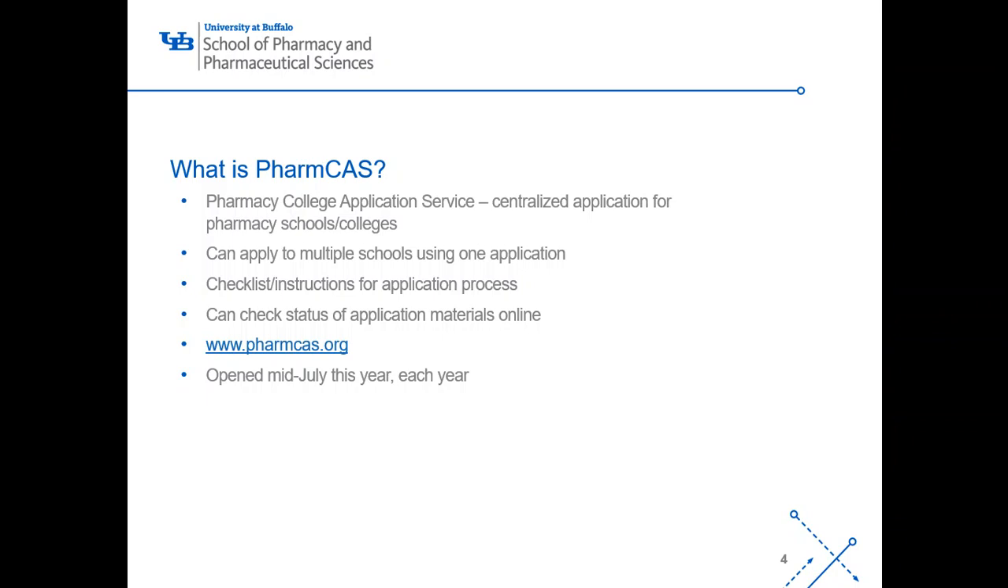So what is PharmCAS? It is the Pharmacy College Application Service. It's a centralized application for pharmacy schools, very similar to what the Common Application or the SUNY application is for undergraduate applications. PharmCAS is for pharmacy admission. You can apply to multiple schools using this one application service, and the application opens in mid-July every year.